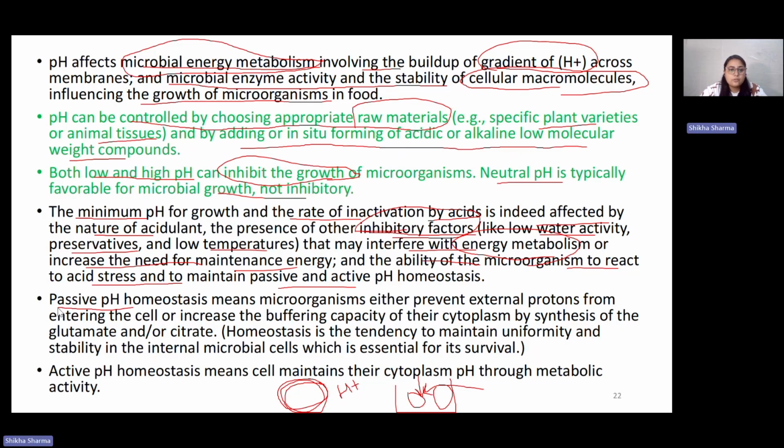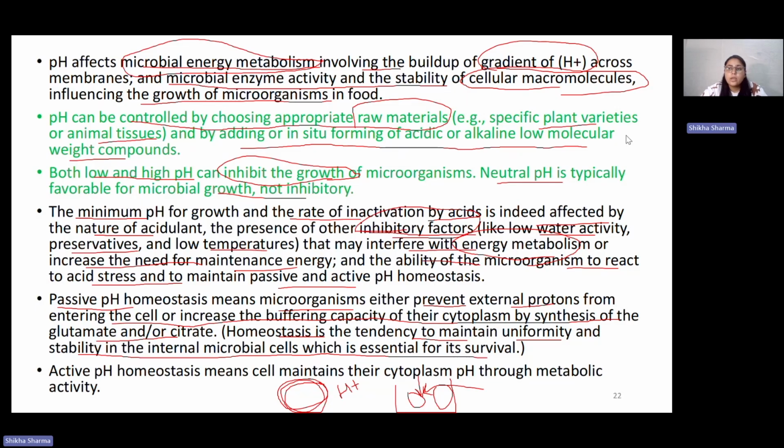So what are passive and active pH homeostasis? Passive pH homeostasis means that the microorganisms either prevent external protons from entering inside the cell, or increase the buffering capacity of the cytoplasm by synthesis of glutamate or other citrates. This homeostasis is very important in any microorganism, because homeostasis is the tendency to maintain uniformity and stability in the internal microbial cells, which is essential for its survival.